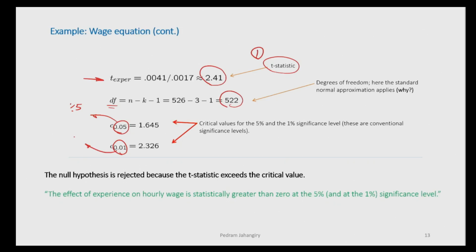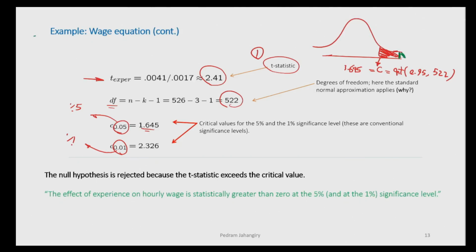So 1% is more conservative. The critical value for 5% is 1.645. And again, quickly, I want you to confirm this in R for yourself. So here is 5%. If I want to calculate this number, it's going to be qt of 0.95, and what is the degree of freedom? 522. Give it a try. You should get 1.645.